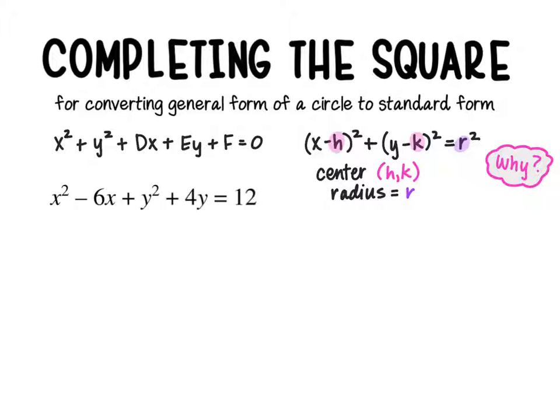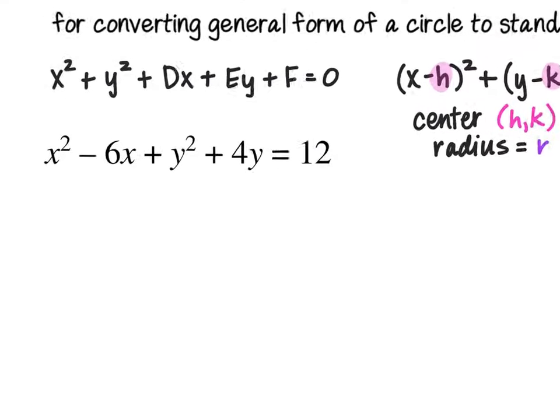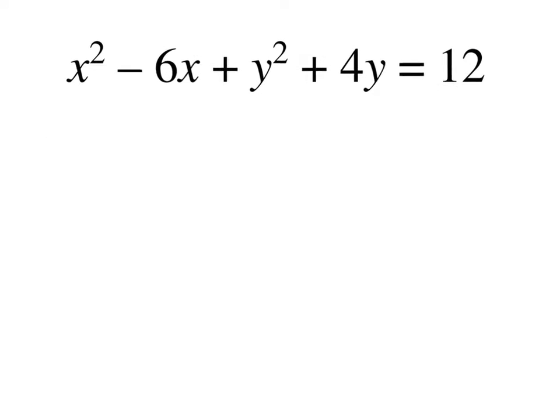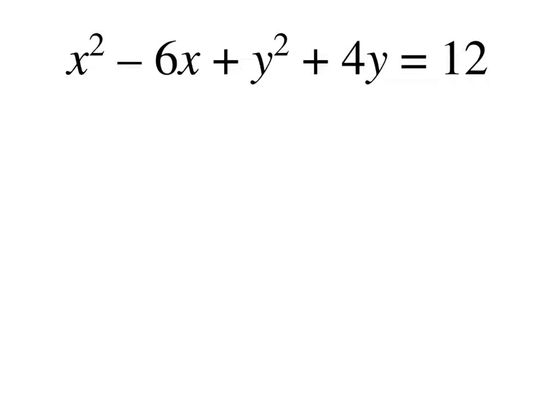For this example, I'm going to use the equation x squared minus 6x plus y squared plus 4y equals 12. It's not precisely in general form because we have this 12 over here instead of negative 12 on the left and a 0 over here, but it's close enough.